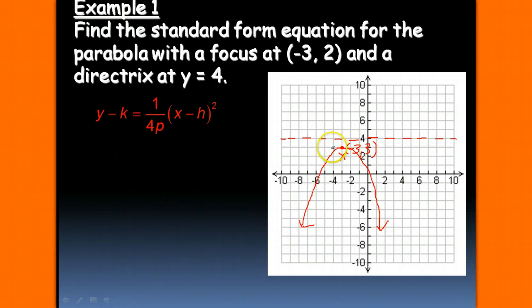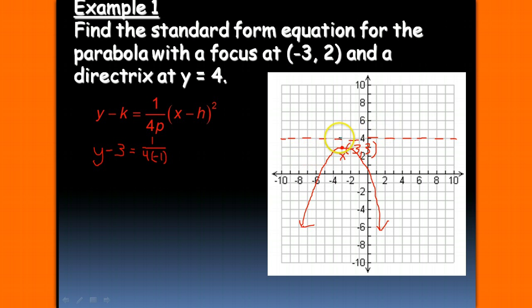Okay, we have all of that right now. So let's go ahead and start writing it out. We have y minus k, which is the y value at our vertex, which is just going to be 3. And we have equals 1 over 4 times a negative 1. Now, why do we use negative 1?